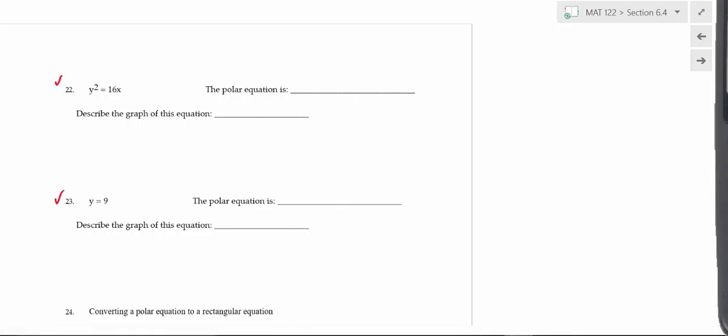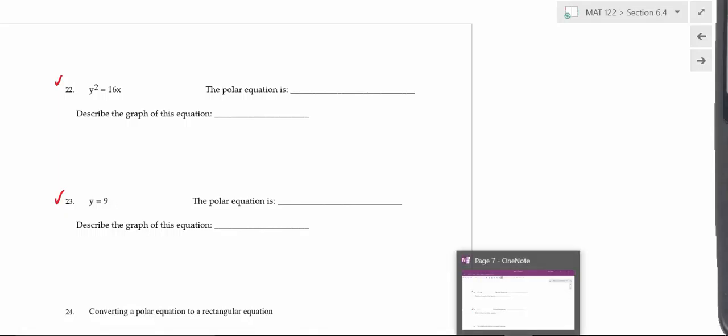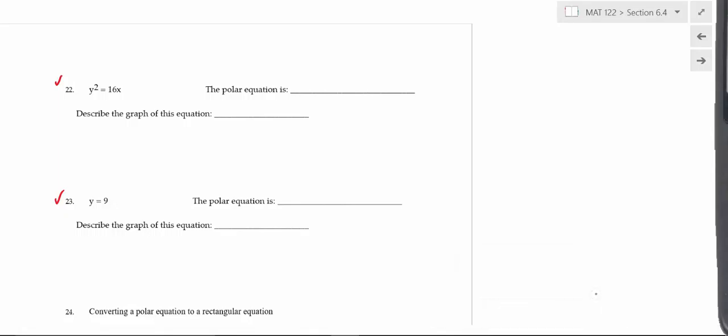Remember, all you do is where you see x, that's r cosine theta. Where you see y, that's r sine theta. So here is what you should have done on this problem. We've got y squared equals 16x. So where you see x, you replace that with r cosine theta. Where you see y, you replace that with r sine theta.